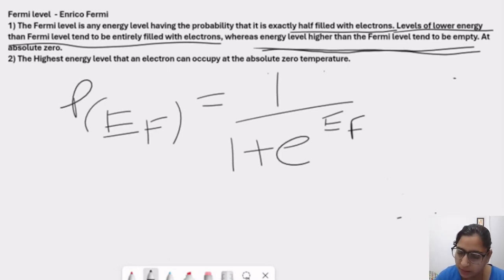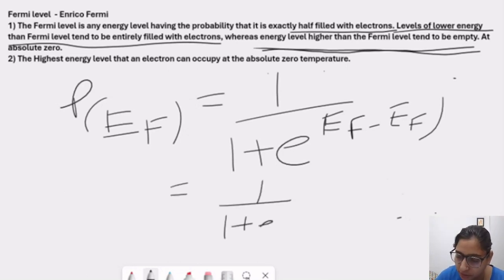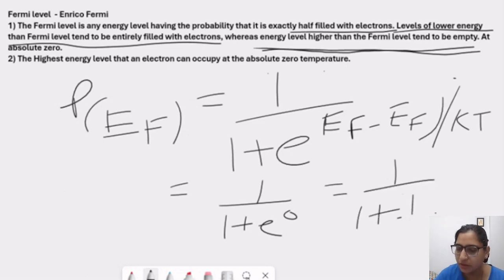One upon 1 plus e to the power of (E minus EF) by kT. The first band is EF, and the second band is also EF because we are considering it in the middle. So if we cancel out EF from EF, it is nothing but e to the power 0, because the numerator is 0 and it is divided by kT. So what is e to the power 0?